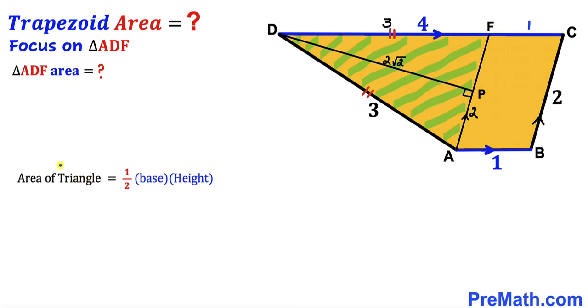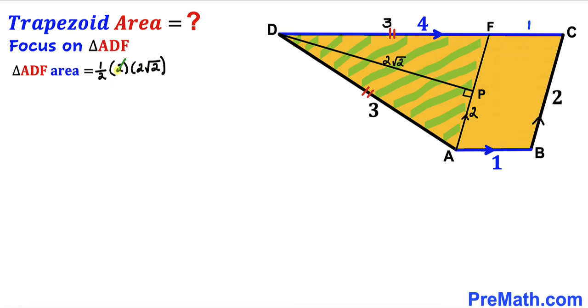And now let's recall the area of a triangle formula. Area equals a half times base times height. In our case, the base of this triangle ADF is 2 units, whereas the height of this very same triangle is 2 times square root of 2. So therefore, the area of this triangle ADF is going to be a half times the base is 2 times the height is 2 times square root of 2.